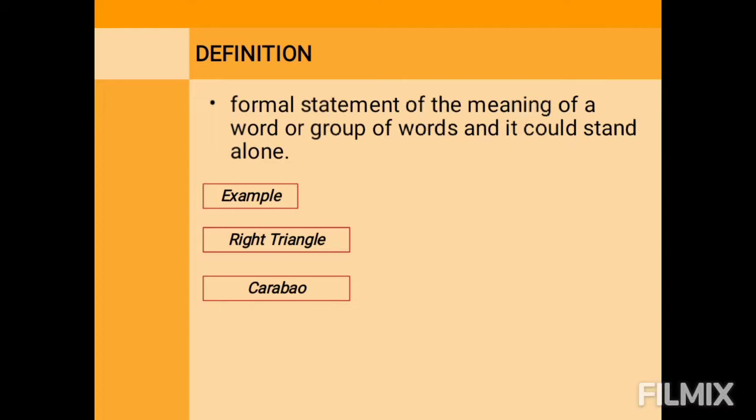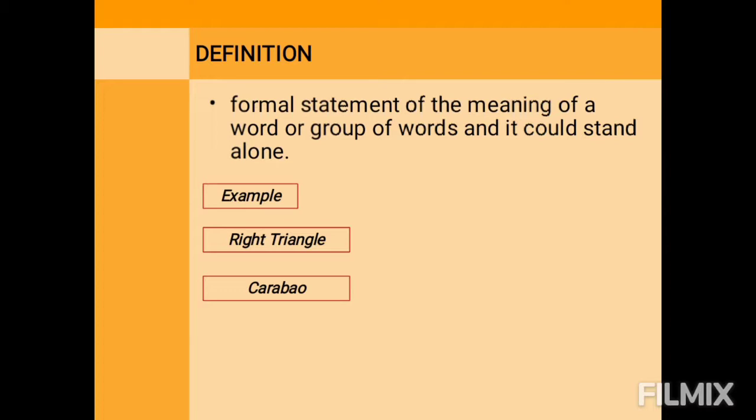These are also animals that could help the farmers in plowing the field aside from the carabao. And how about the machine tractor? Are we not considering this machine that could possibly help our farmers in plowing the rice field? So, we cannot say that it is a formal definition since it cannot stand alone.